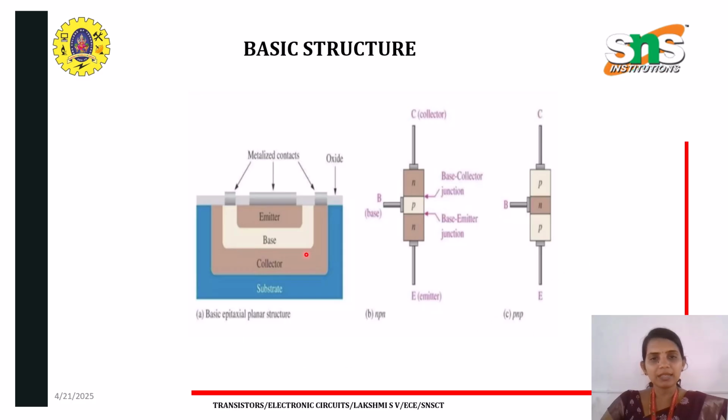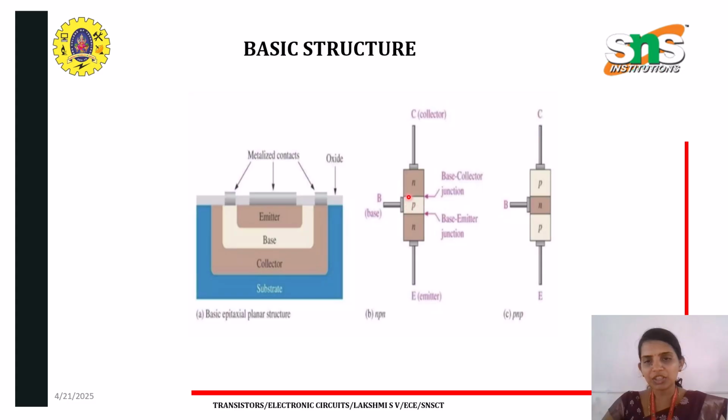So this is the basic structure of a BJT. Initially we have a substrate, and as we discussed, there are three terminals: collector, base and emitter. Then we have a metallized contact, and then an oxide layer. Here, as I discussed in the previous slide, we could see that it is NPN. So this will have an N-type collector, P-type base, and N-type emitter.